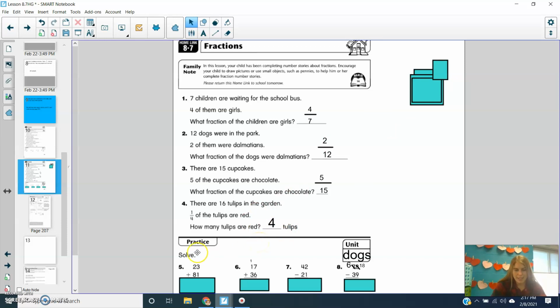For the last part of this page, I'll ask you to solve problems 5 and 6, which are addition, and then problems 7 and 8, which are subtraction. So press pause to solve and play when you're ready to check.